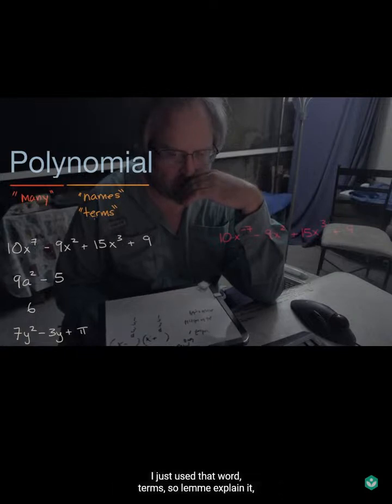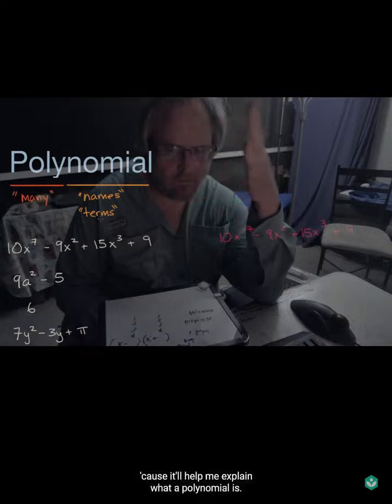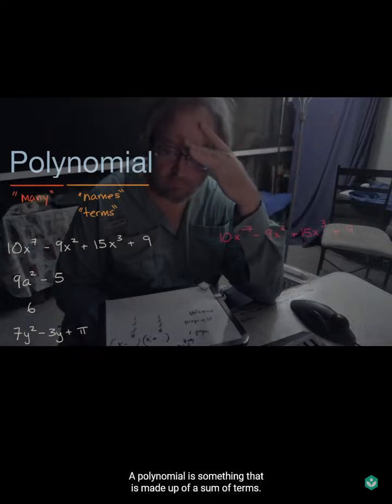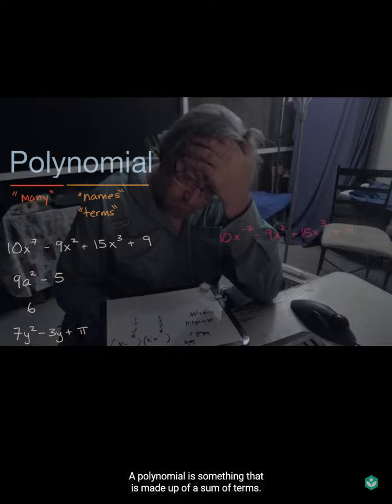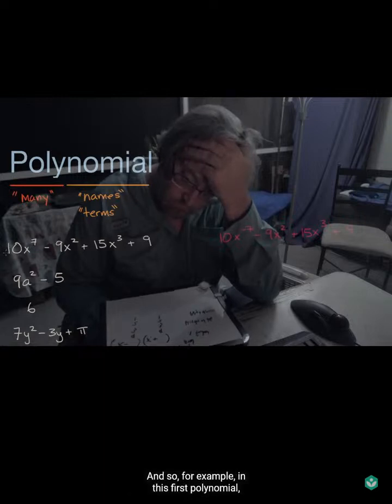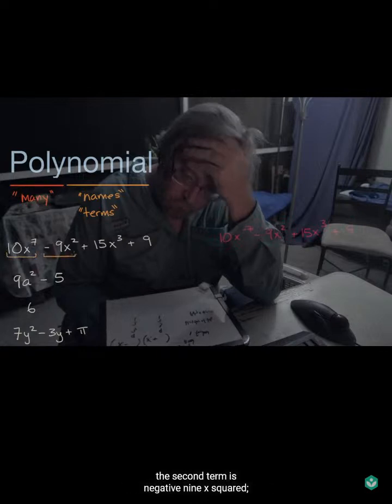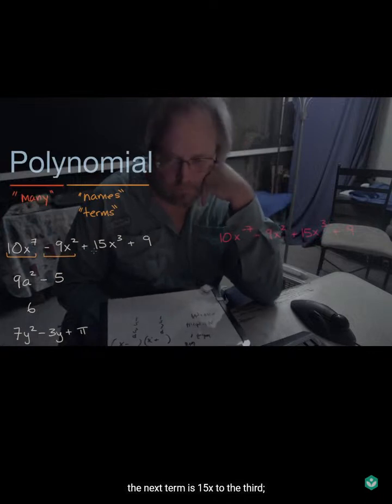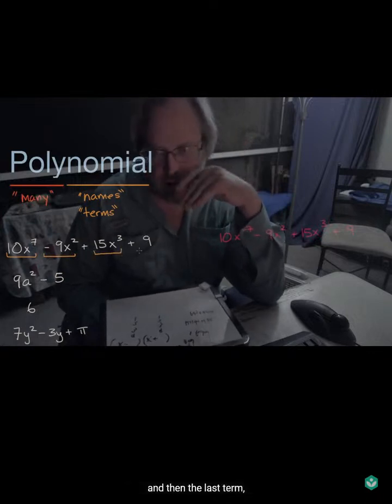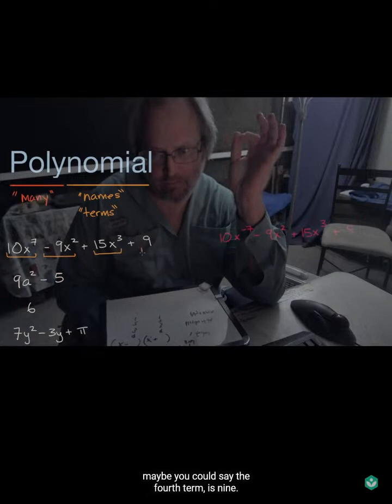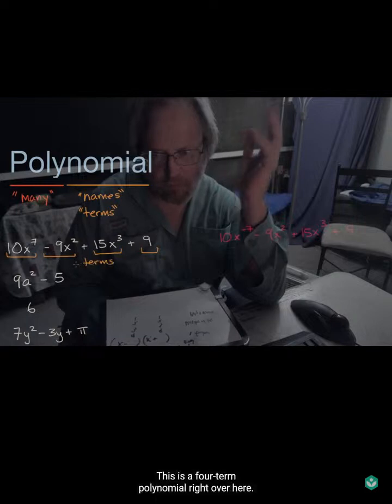And I just used that word term, so let me explain it because it'll help me explain what a polynomial is. A polynomial is something that is made up of a sum of terms. And so, for example, in this first polynomial, the first term is 10x to the 7th. The second term is negative 9x squared. The next term is 15x to the 3rd. And then the last term, maybe you could say the fourth term, is 9. And let me underline these. So these are all terms. This is a 4-term polynomial right over here.